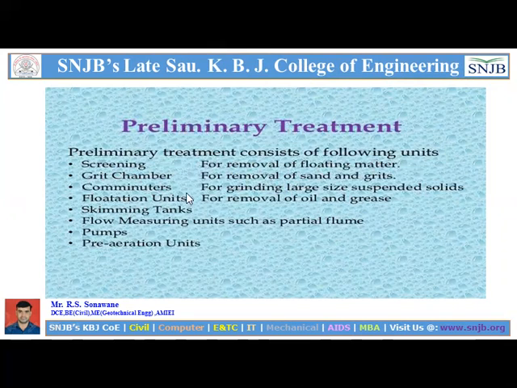Then comminutors, which are for grinding large-size suspended solids. Then floatation units for removal of oils and grease, the skimming tank, then flow measuring units such as the Parshall flume, then pumps, then the pre-aeration unit. These are the seven or eight types of units under the preliminary treatment. And which exact unit works for what, or what types of contaminants can be removed by a particular unit, I mentioned here in the preliminary treatment.